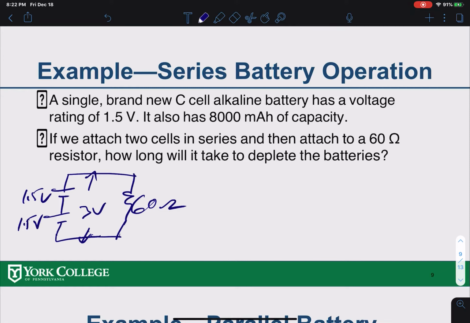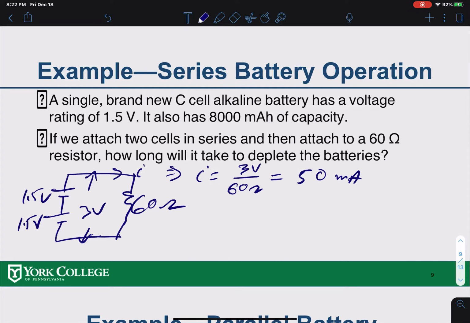So now, how much current is going over here? Let's find the current. It would be voltage, 3 volts, over 60 ohms. I don't have a calculator here. Let me find the calculator. So 3 volts over 60 ohms, I'm going to get 50 milliamps, right? So I'm going to get 50 milliamps continuous current out of here.